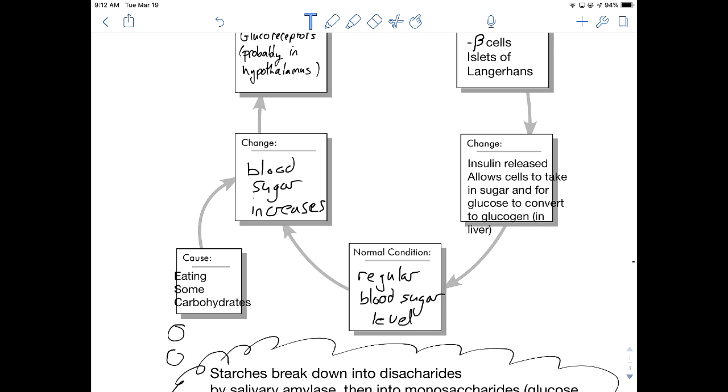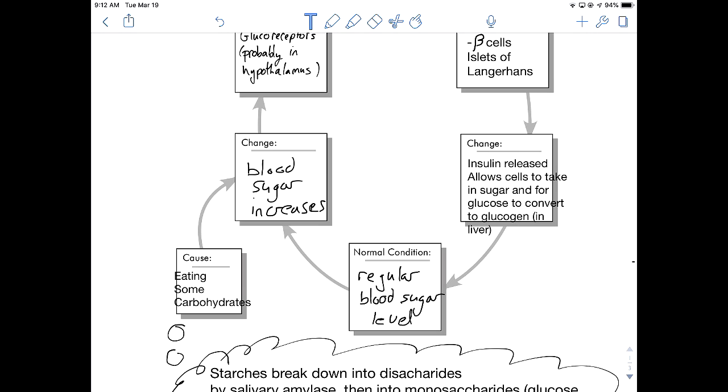So insulin is released, allows cells to take in sugar, and for glucose to convert to glycogen in the liver for storage. This reduces the amount of blood sugar. Now that sugar that was in the blood is either in a cell or in the liver, and the blood sugar is reduced back to normal levels.